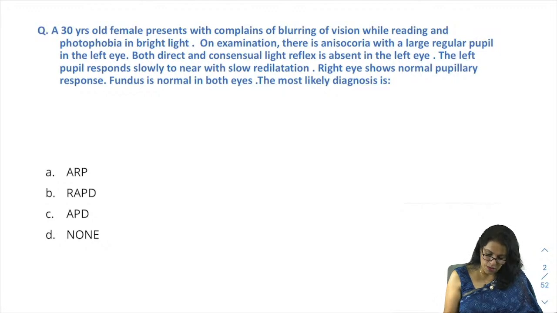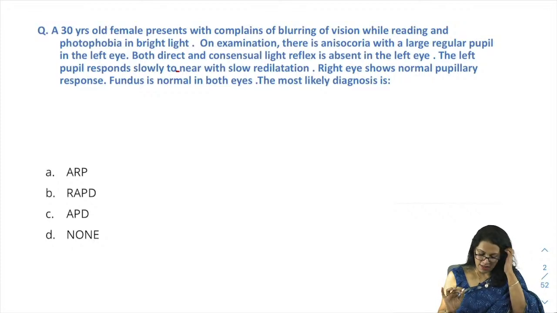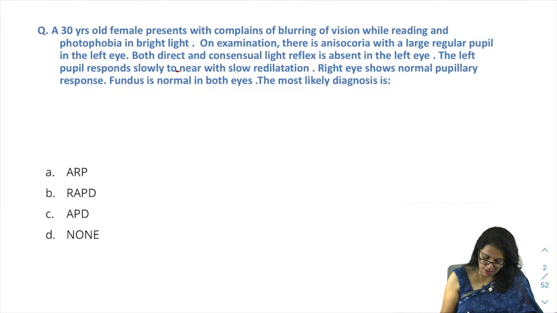A 30 years old female presents with complaints of blurring of vision while reading and photophobia in the bright light. Okay, read carefully. On examination, there is anisocoria. We all know what is anisocoria, difference of pupil size, with a large regular pupil in the left eye. Right? Both direct and consensual light reflex is absent in the left eye. The left pupil responds slowly to near with slow redilatation. Right eye shows normal pupillary response. Fundus is normal in both eyes.